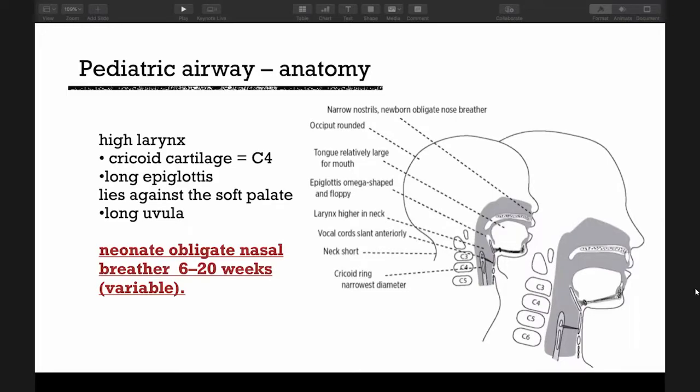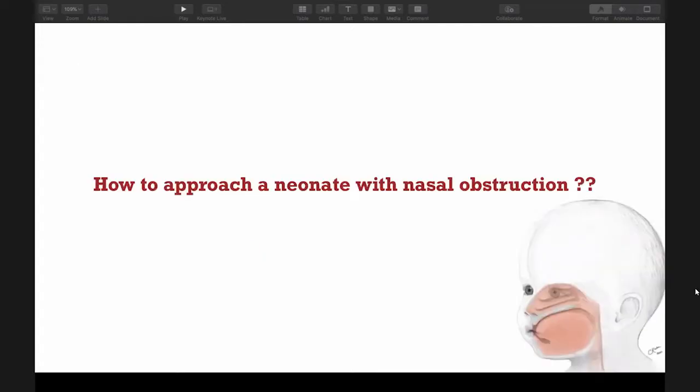Nasal breathers from 6 to 20 weeks. The difference between the neonatal and the adult airway is that the neonate possesses a high larynx, cricoid cartilage at level C4, long epiglottis, and tongue relatively larger for the mouth. So how to approach a neonate with nasal obstruction?